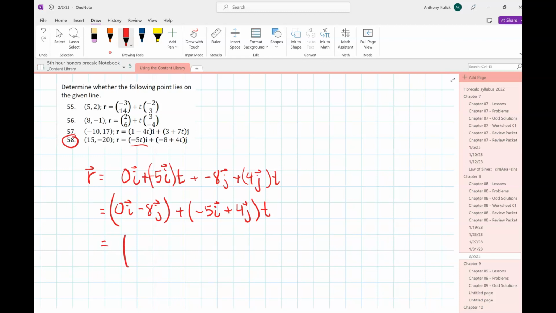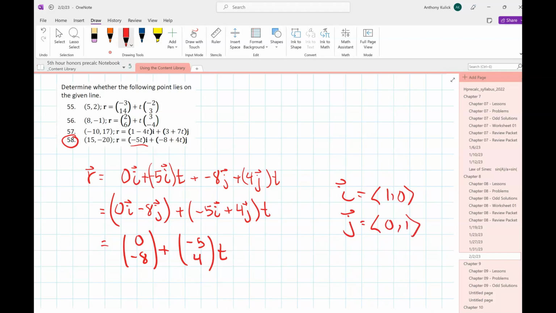So this first vector without any t's on it is just going to be my point vector. The second vector with the t's attached to it is going to be like my slope vector. Remember that the vector i is just the vector 1, 0, so it's just the x component of a vector. And j is the vector 0, 1, so it's just like the y component for a vector. So 0i minus 8j is just the vector 0, negative 8. Everybody's okay with that?